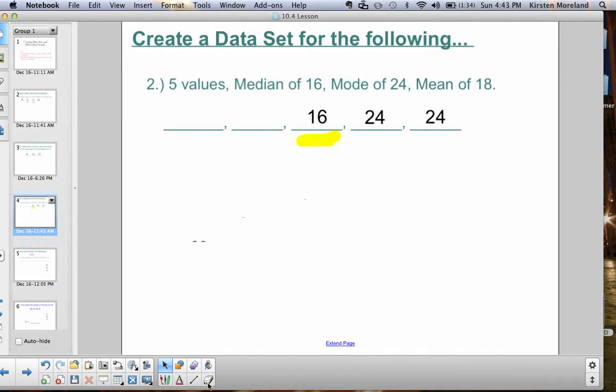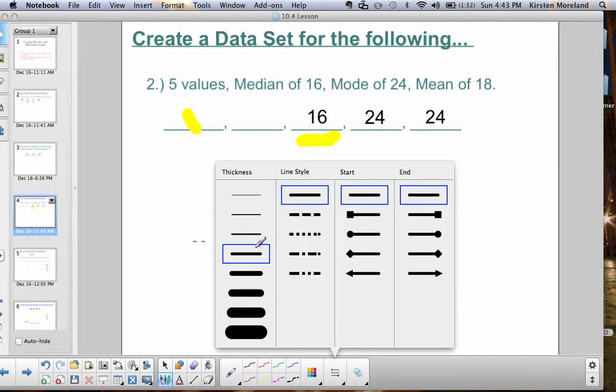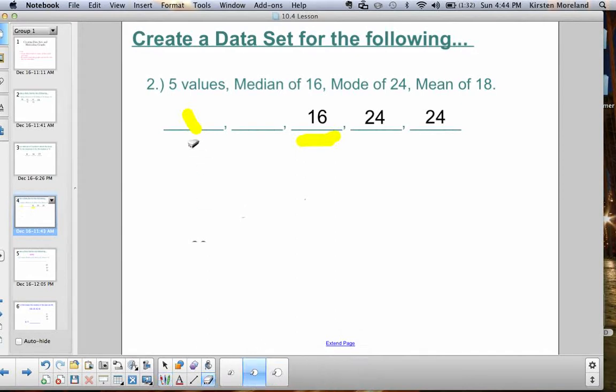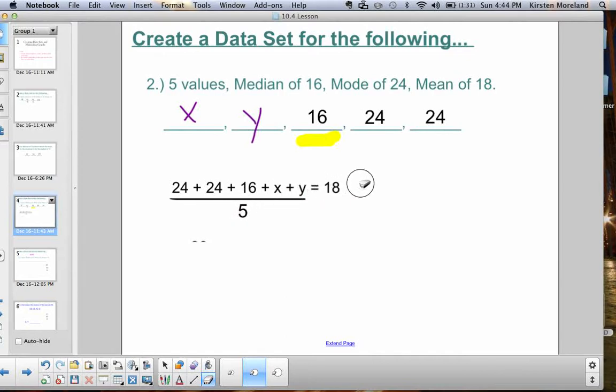The hardest thing to do is a mean of 18. So I want to remind you that if I had some number here, let's call it x, and some number here, y, to find the mean, you would take those 5 numbers, add them up, and divide by how many there are, which in this case is 5. So you would write a statement out like this: 24 plus 24 plus 16 plus some number x and some number y, divided by 5, better give me a mean of 18.